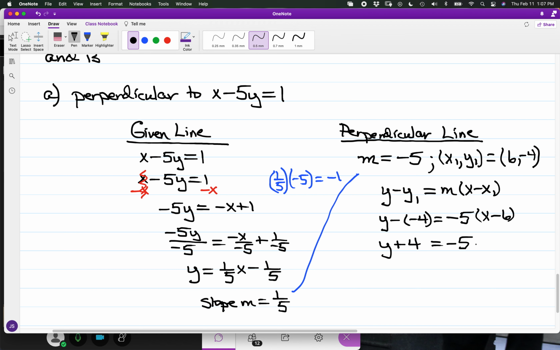Now for the point-slope equation, this is what we have here. y plus 4 is equal to -5 times the quantity of x minus 6. And with distributing, y plus 4 is equal to -5x plus 30. And taking 4 away from both sides, we have that y is equal to -5x plus 26.